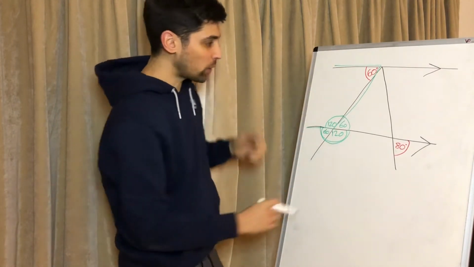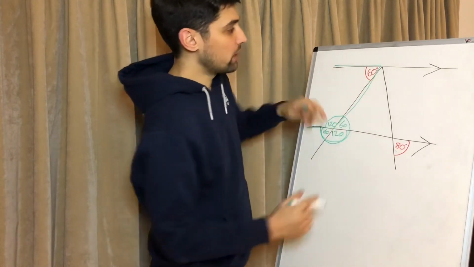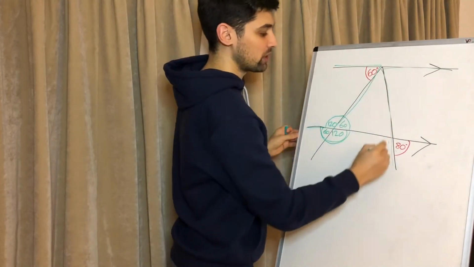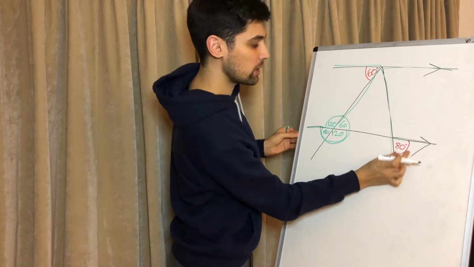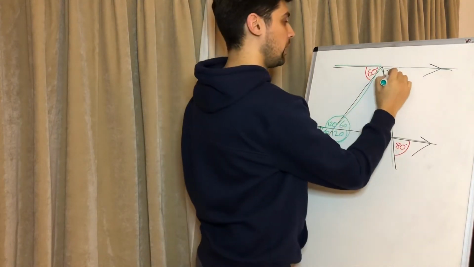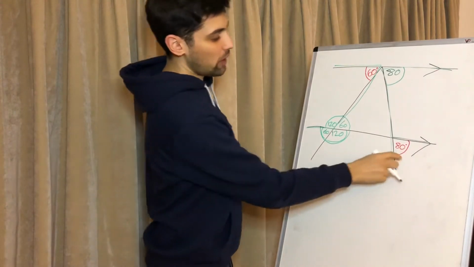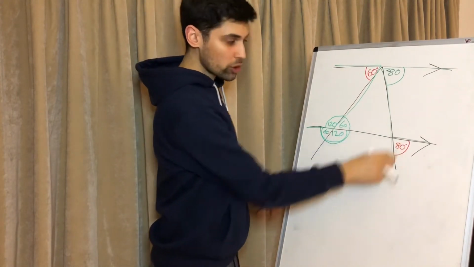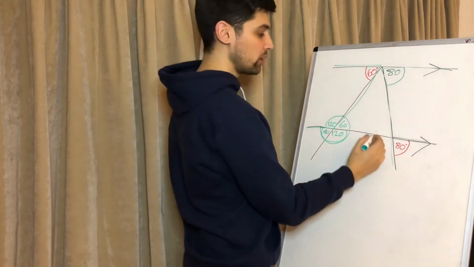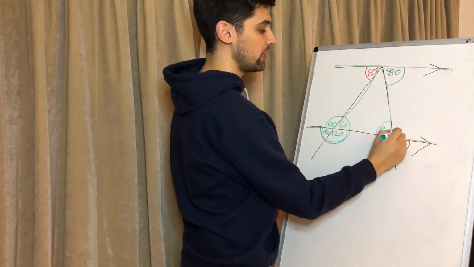Now let's take a look at this one. So we've got a corresponding angle here. We've got an F shape, if we can see that. So this 80 can slide right up and go there. So that's 80. We've also got another vertically opposite here, or angles on a straight line add up to 180. So we know that that's going to be 80. We know these will be 100.